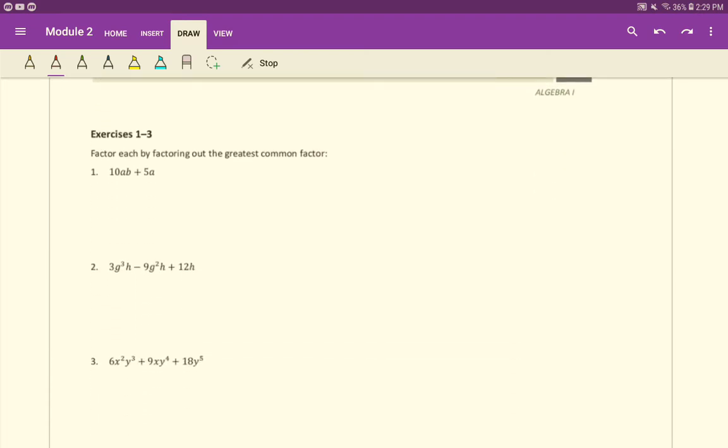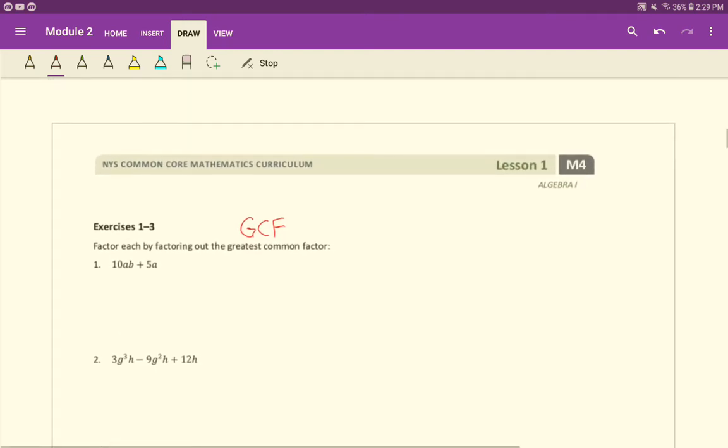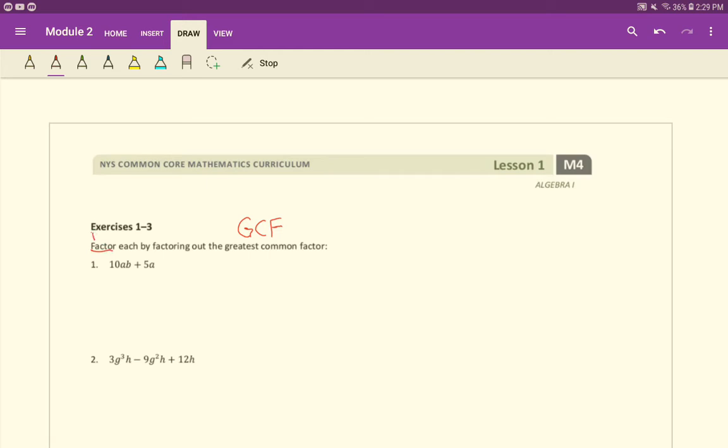So exercises 1, 2, and 3, the directions are all the same. We're supposed to factor each by factoring out the greatest common factor. Okay, so this is typically known as, we shorten this to GCF, just like that. All right, and this is what we were just doing, actually. So when we factor, factoring really means division, okay, and so factoring out, dividing out the greatest common factor is exactly what it says.